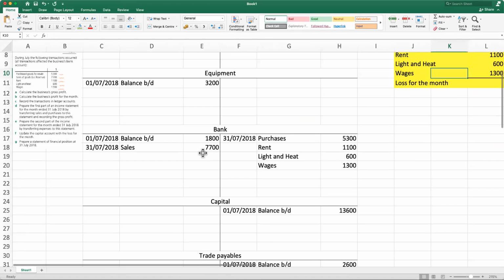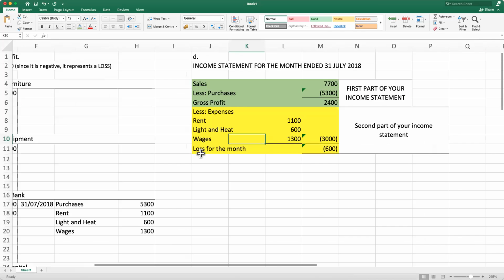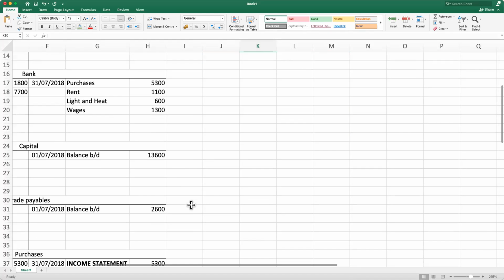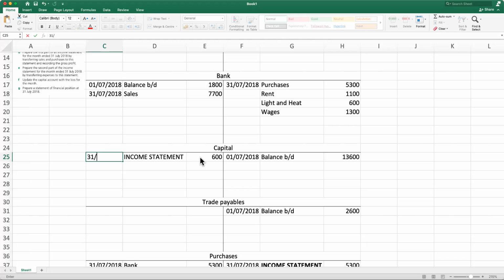Now, they ask us to update the capital account with the loss for the month. So this loss for the month actually goes into your capital account. It will reduce your capital account, so we put it here. And write income statement, because it came from the income statement, on the 31st of July 2018. So now your capital will have a new balance, 13,000 here, and you write balance. You actually don't need to do this right now because this is in a future chapter, but this is how it's supposed to be done.